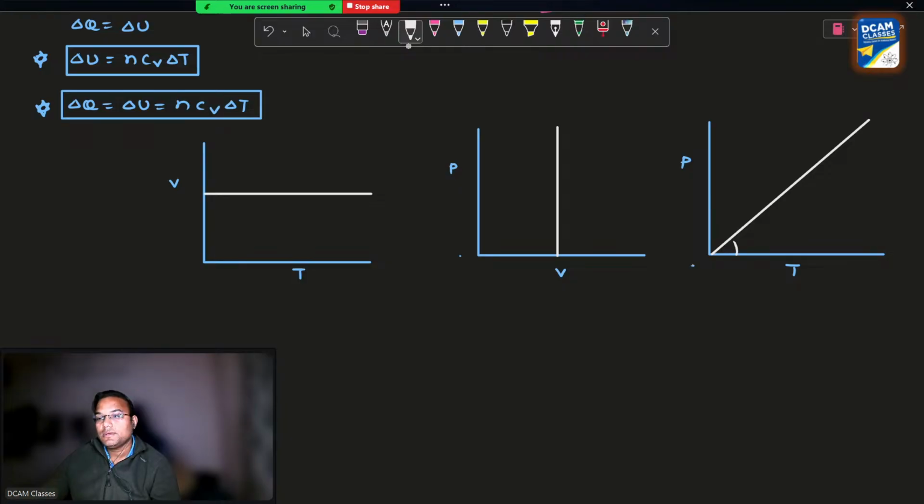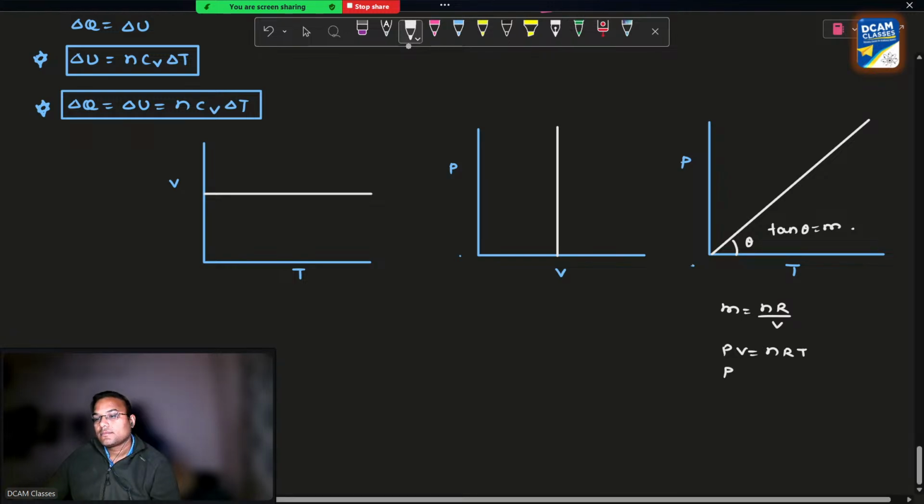What will be the slope? nR by V. Because PV is equal to nRT is there, so P is nR by V into T, y is equal to mx. Very good.